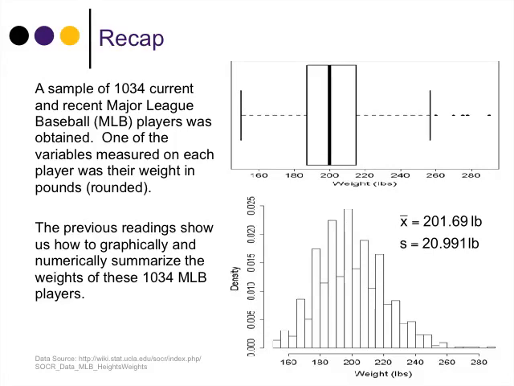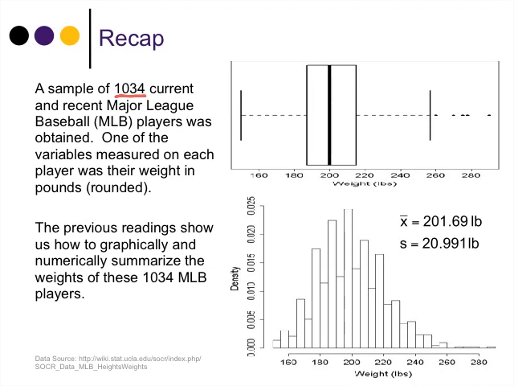Okay, so in this video, we're going to talk about regression and correlation. Let's begin with a sample data set. In this case, we have a sample of 1,034 Major League Baseball players. One of the variables measured on each player was their weight in pounds.